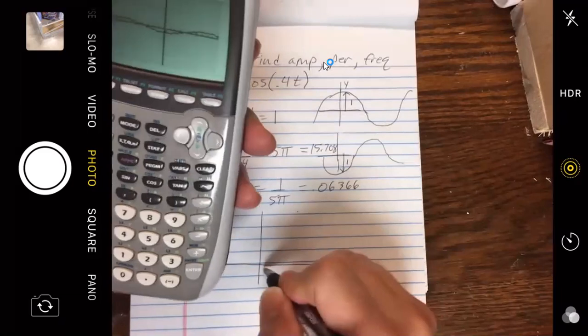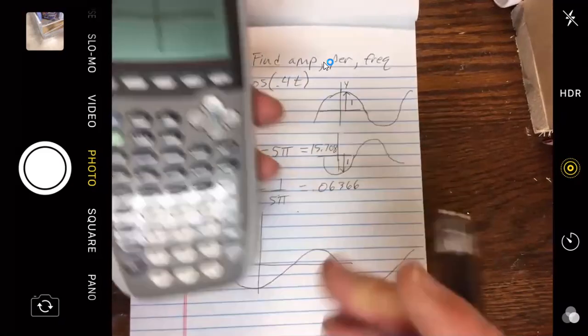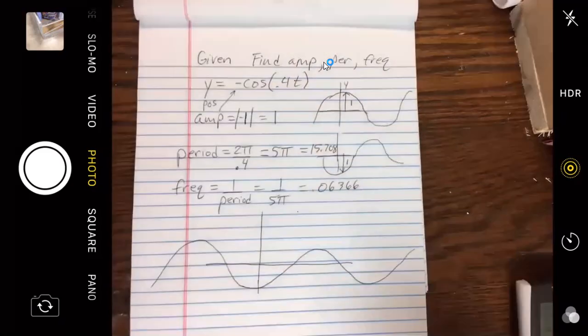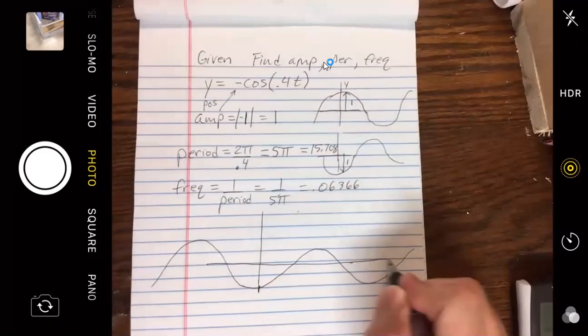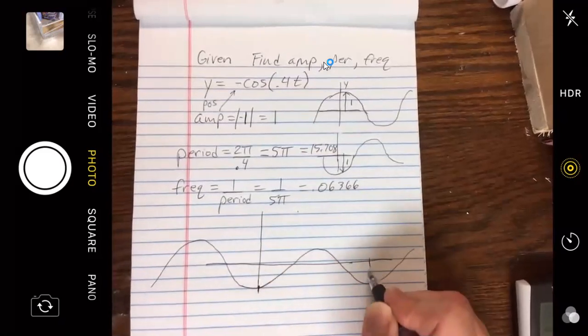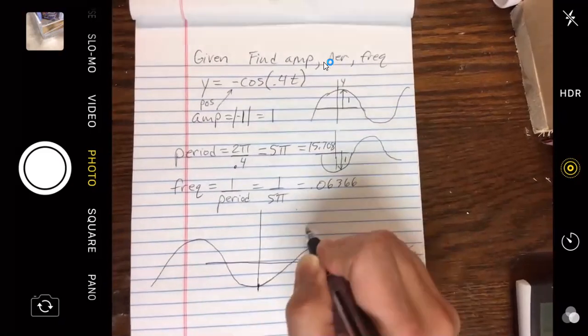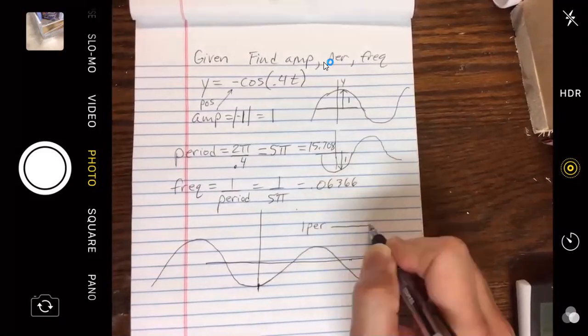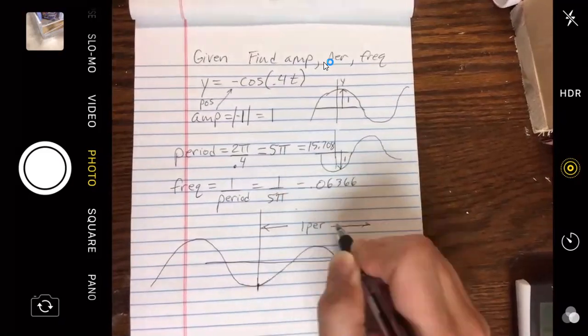In effect, it's going up and down like this. If you start from the y-axis, starting low here through the 1, that's going to be your 5 pi. That's a period, 1 period. It's the time for 1 cycle, which is 5 pi.